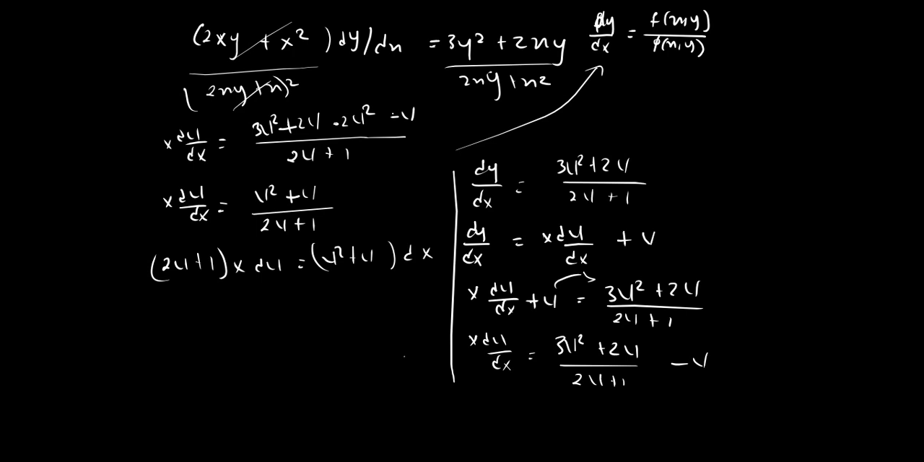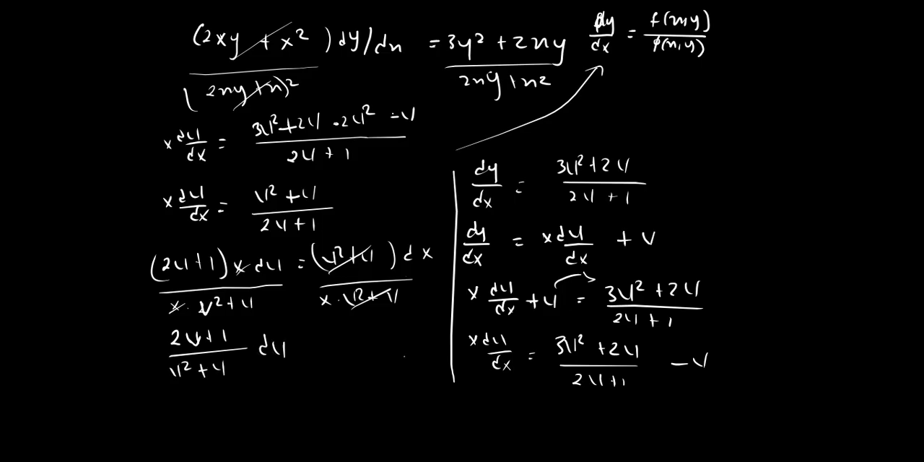Now we want this x to be on this side, and we want 2v plus 1 over v squared plus v to be on the other side. So we're going to divide both sides by x multiplied by (v squared plus v). So this v squared plus v will cancel this, and this x will cancel this. So now we're going to have (2v plus 1) over (v squared plus v) dv is equal to 1 over x dx, and then we take the integral of both sides. So now we can see that it's looking more like the equation solvable by separation of variables.